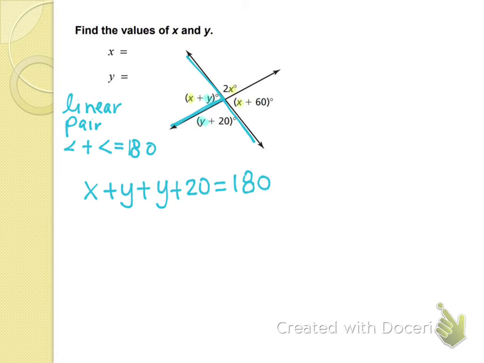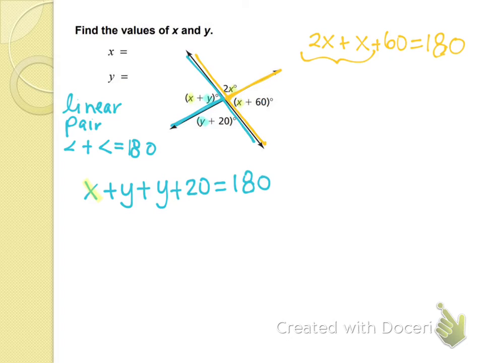So what I would do is I would first solve for x. So go back over here. What relationship do the x's have together? So this x and this x. They're either vertical or a linear pair. They're a linear pair. So we're going to do the same thing. So 2x plus x plus 60 equals 180. So with this equation, we can solve for x and then be able to plug x back in.